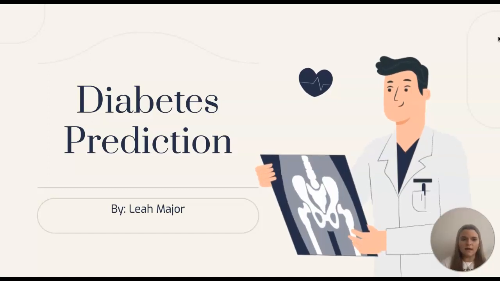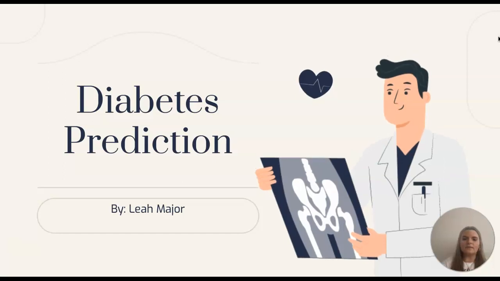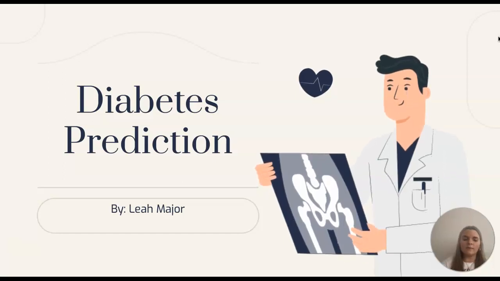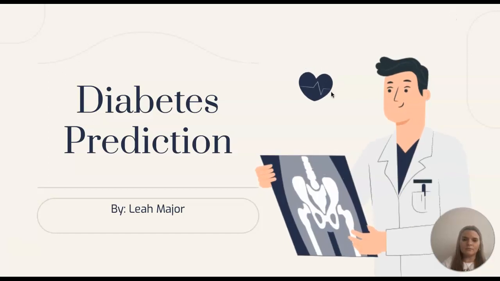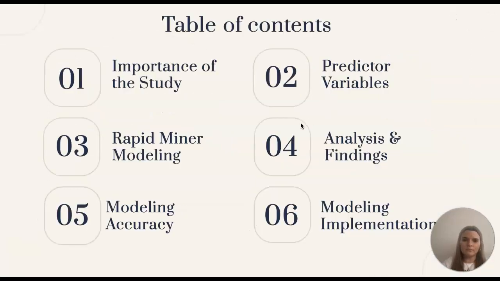Okay, this is diabetes prediction. That is my case study, and my name is Leah Major, and we will be going over that in this slideshow. Just a few things that we're going to be going over are the importance of the study, the predictor variables, rapid minor modeling, analysis and findings, modeling accuracy, and modeling implementation.